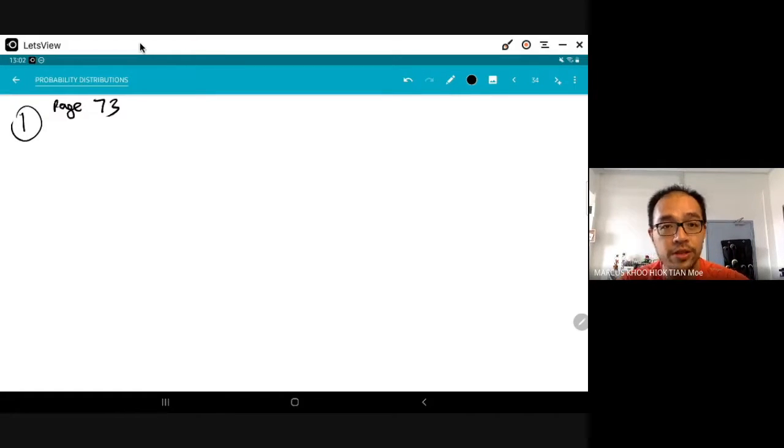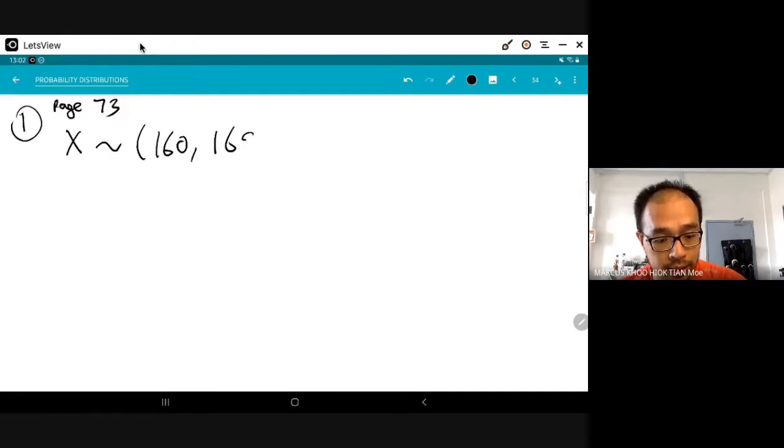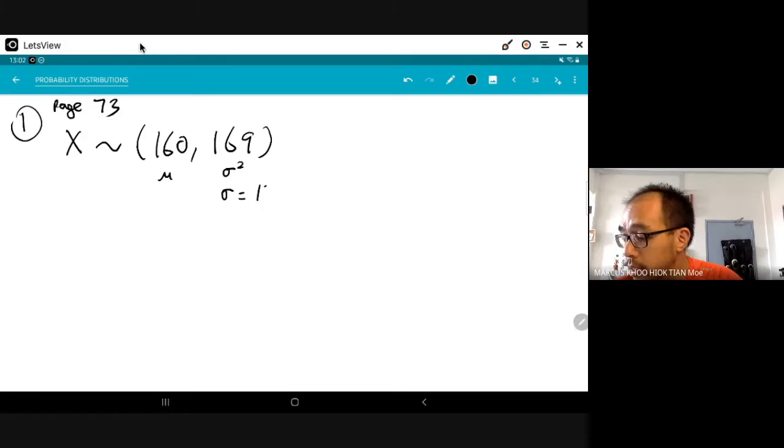Okay, page 73, question number 1. The heights of the students in the school are normally distributed. Once again, we see the words normally distributed, with a mean of 160 and a variance of 169. This is the mean, this is the variance. Can somebody tell me what the standard deviation is, please? Because we need the standard deviation for the z value. It is 13.